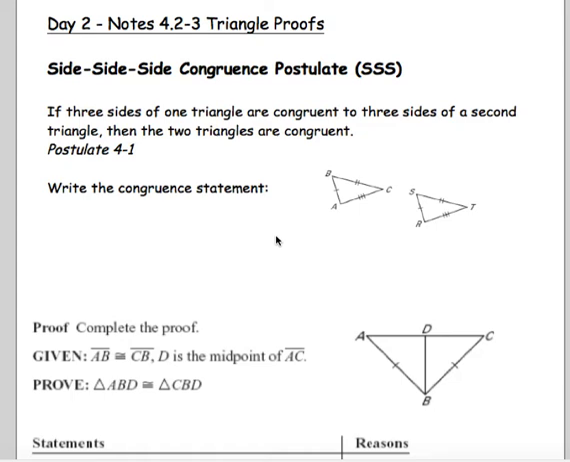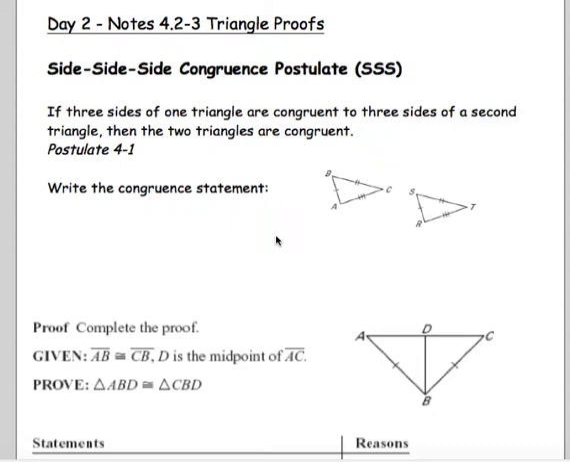There are 5 ways to prove triangles congruent that we're going to be using in this chapter. In this video, I'm going to try to get them all into one video, so it might be a little bit long, but hopefully it will only be one video for day 2 notes. The 5 ways are side-side-side, side-angle-side, angle-side-angle, angle-angle-side, and HL.